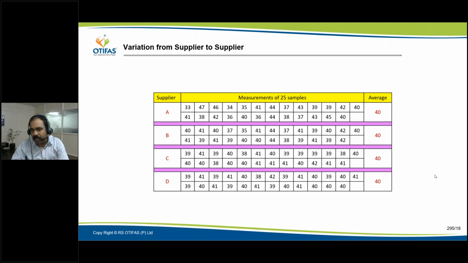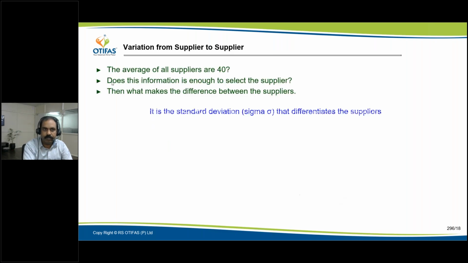Now how will you come to know which supplier is better? If you remember the process capability shooting example, it was something like that. So you cannot find out with the sample mean. What you need is the sample standard deviation. With the standard deviation you get a capability analysis also.